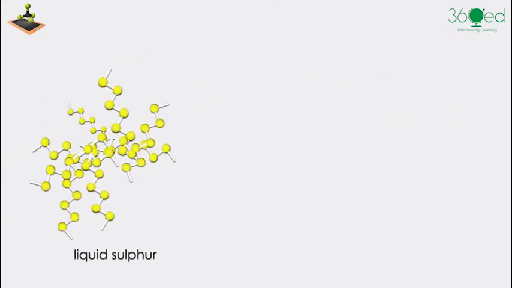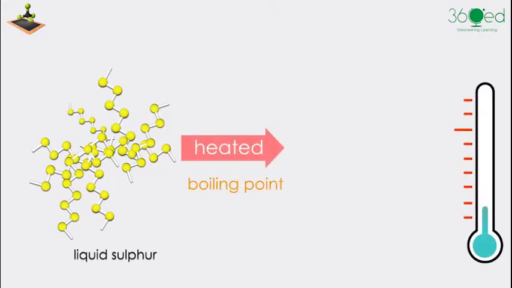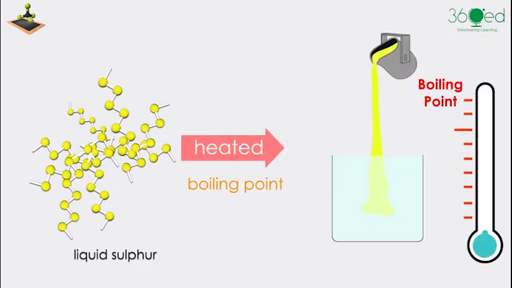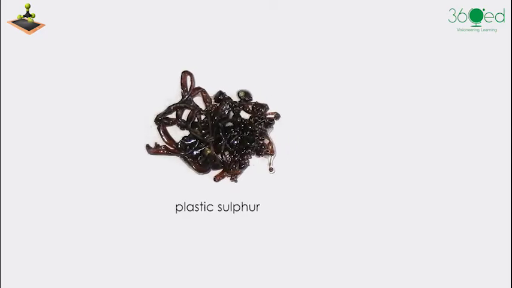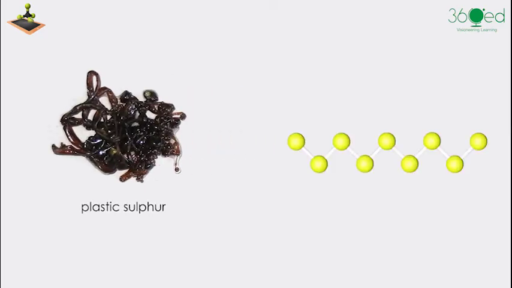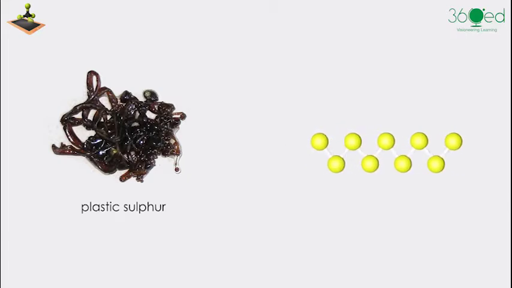When it is heated almost to its boiling point and then poured into cold water, plastic sulfur is formed. In plastic sulfur, the S8 ring molecules are ruptured and the sulfur atoms join together to form long chains with a zigzag arrangement as shown in the figure. These chains can be stretched and recoiled, causing the elasticity of plastic sulfur.